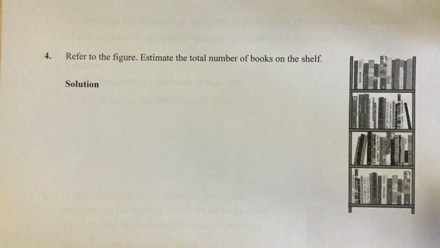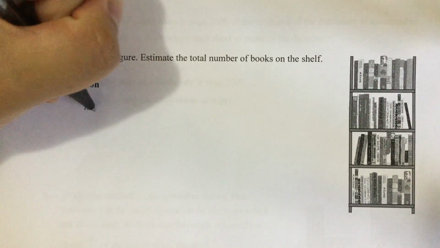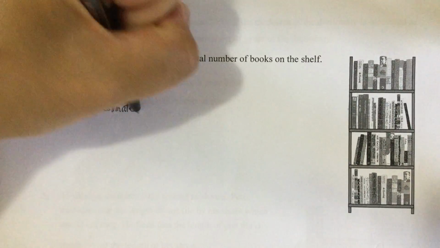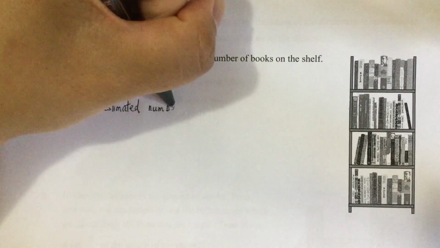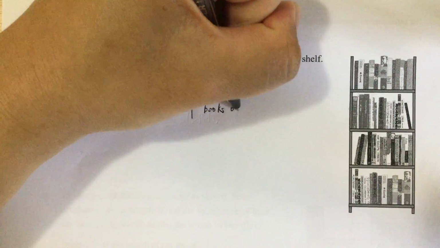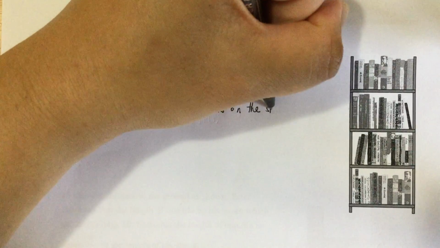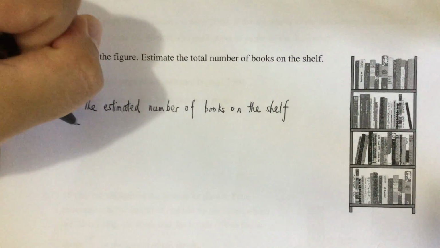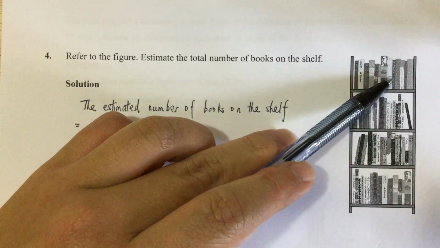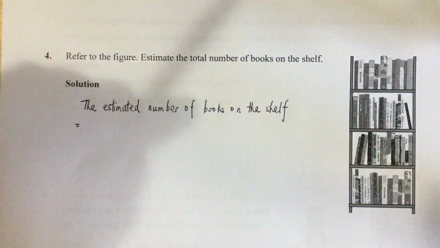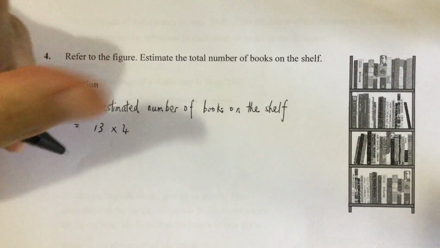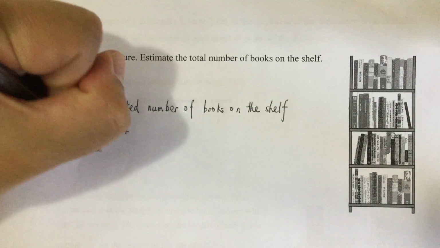So let's count the first shelf. The estimated number of books on the shelf. Let's count one of it. So this one is 1, 2, 3, 4, 5, 6, 7, 8, 9, 10, 11, 12, 13 books. So this is 13 times 4. So I think this is about 52 books.